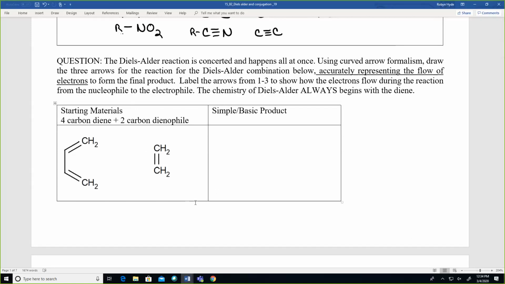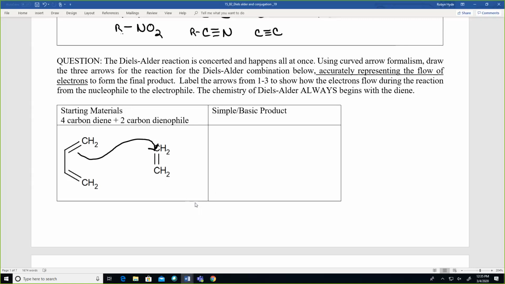So how we draw the mechanism, the diene piece is always the nucleophile. Since this diene piece is symmetric, I'm just going to arbitrarily choose to begin the mechanism with my arrow at the top pi bond. And how the mechanism works is the pi bond from the diene first attacks one of the carbons of the dienophile. And again, this is completely symmetric, so it does not matter where we begin with the arrow. The Diels-Alder reaction is concerted. It happens all in one step.